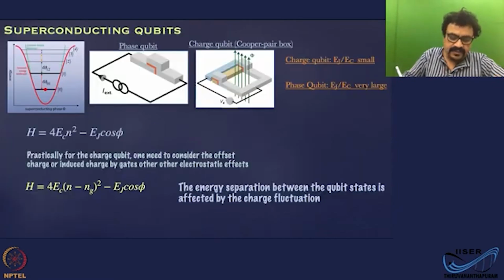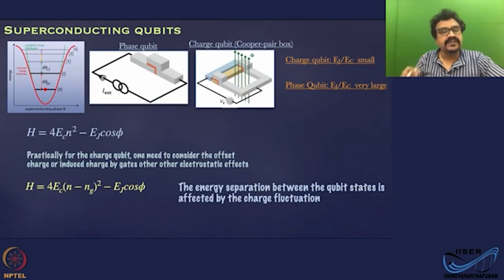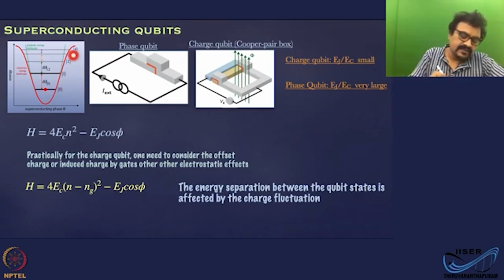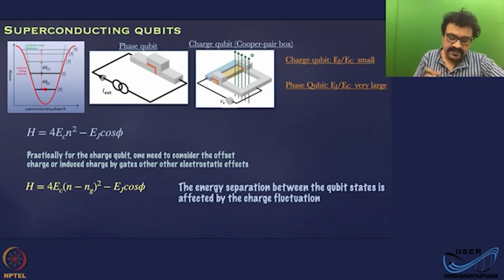Now, let's look at what the different realizations are. This is the Hamiltonian, or this is the potential which we got from this Hamiltonian. Now what you have here is 4 times EC n squared, where n is the number of Cooper pairs running into the island, and phi is the flux difference between the two sides of the junction. That is what you have.